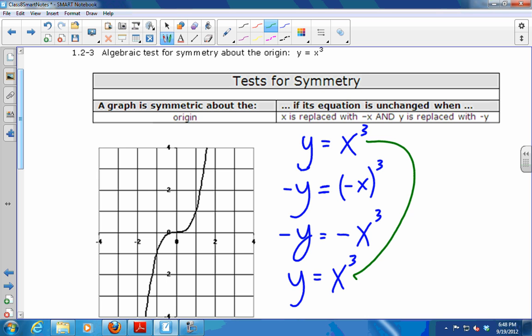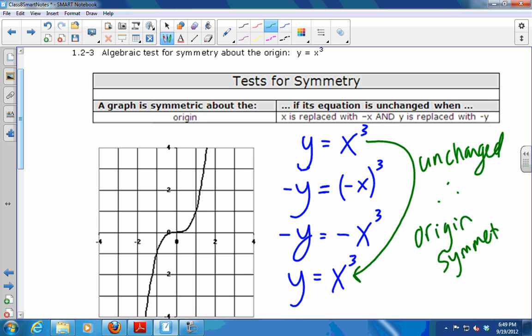Either way, you get y equals x cubed. So even after I made the x's negative and the y's negative, I got back to the original equation. It's unchanged. Therefore, I have origin symmetry. Sorry, I should have mentioned, these three dots in a triangle means therefore. It's a mathematician's symbol for therefore.